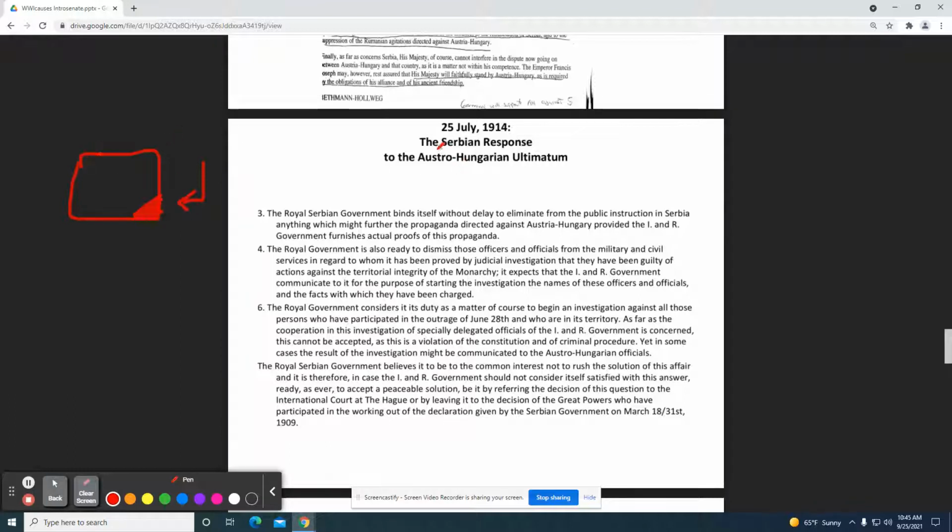So this is going from Serbia to Austria. So there is an Austrian letter to Serbia saying these are the things that we want. We are looking at the one Serbia is sending back in response. So here it says that Serbia is willing to eliminate from the public instruction survey anything which furthers the propaganda. So they're saying we're going to police up our propaganda. So anybody in Serbia that's saying anything anti-Austrian, we're going to start policing propaganda.